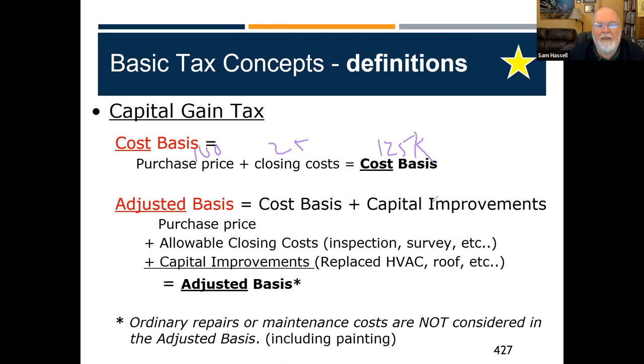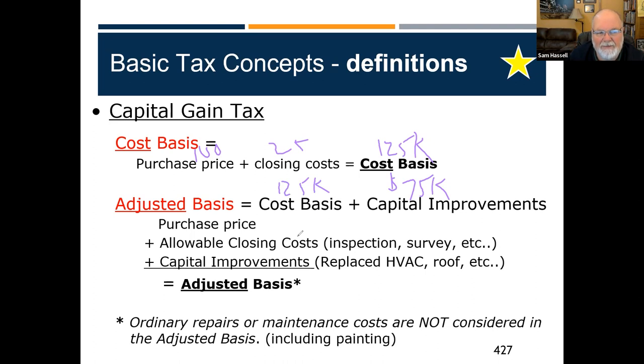Now I made some capital improvements. Remember I said I did all of that work out there, right? All of the things I did, the roof, the pool, the air conditioning, the HVAC system, all of those things. Let's say I ended up at $75,000, right? Probably more than that, but let's use that number. So I have my cost basis, which is $125,000, and I have $75,000 in capital improvements. That gives me $200,000.